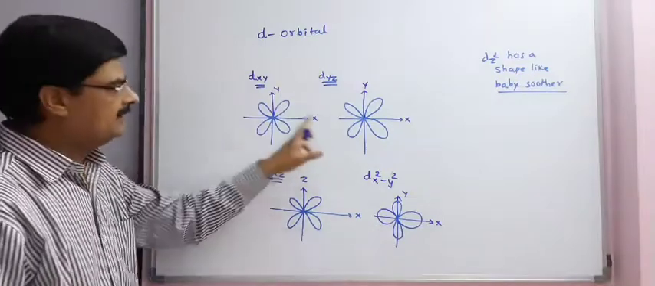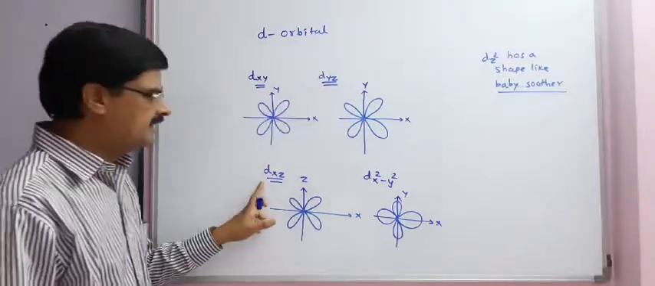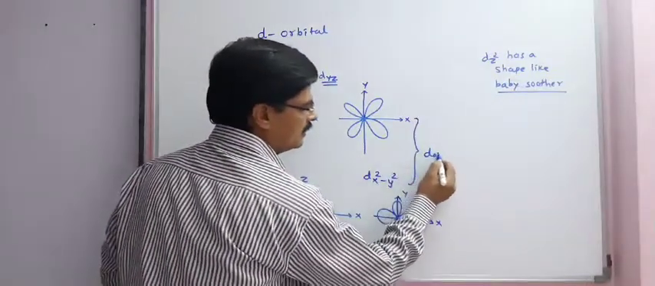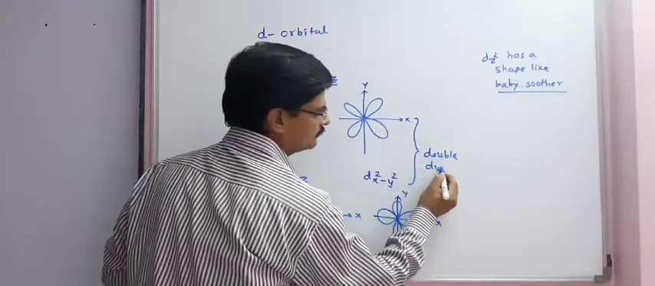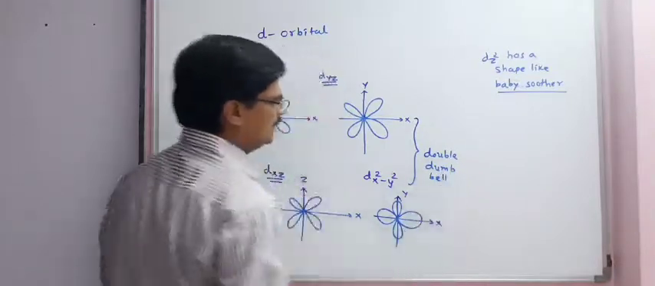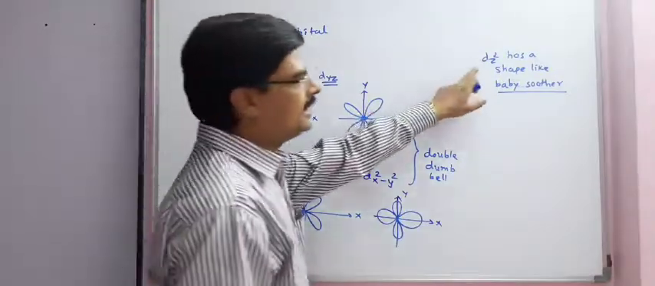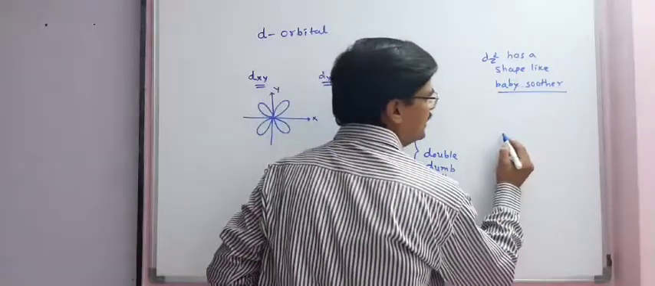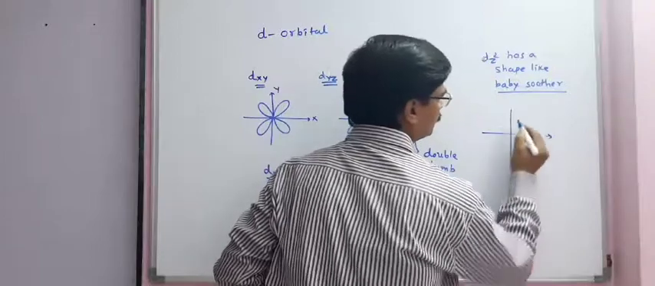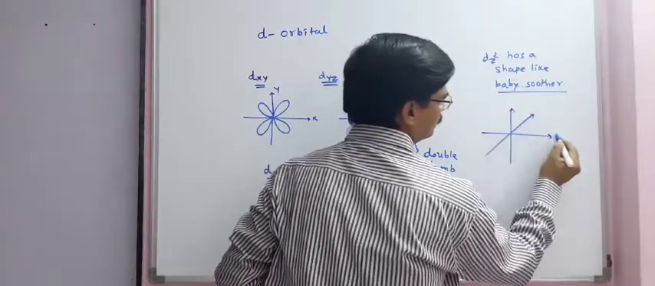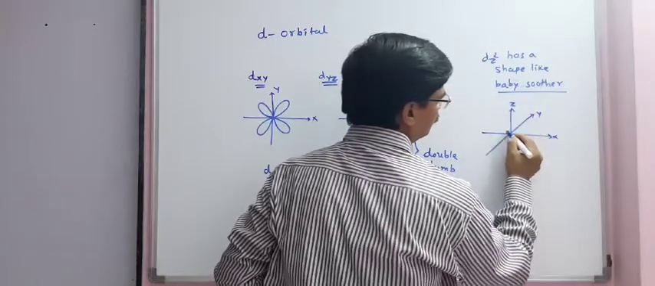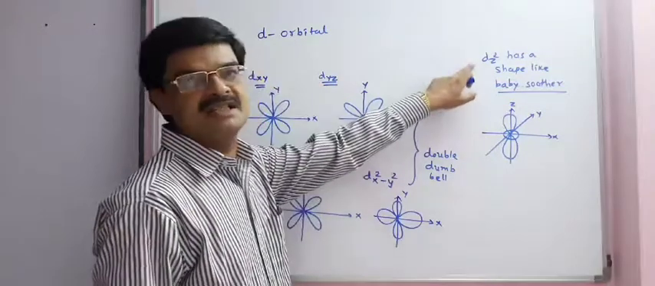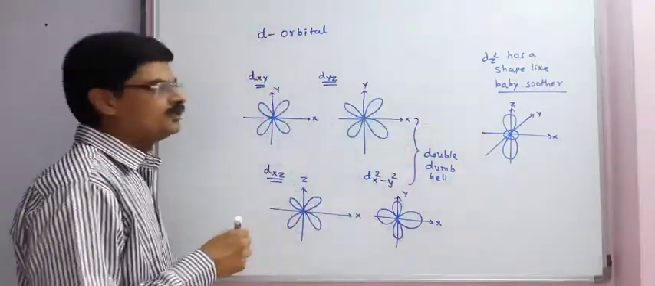is in this way, and we can see that dxy, dyz, dzx and dx square minus y square are all double dumbbell. They have 4 lobes. But in the case of dz square, as I told, it is a shape like a baby soother, and we can draw dz square like this. This is the shape of the dz square orbital. So these are the shapes of the d orbitals.